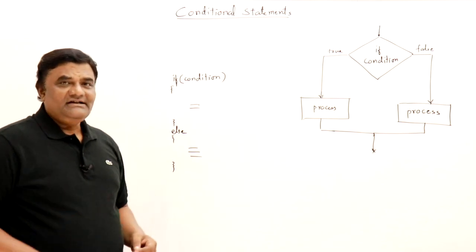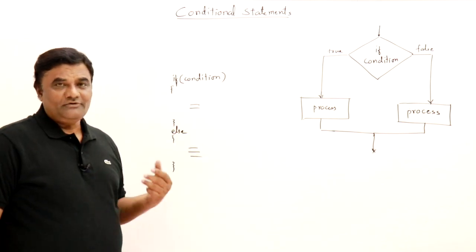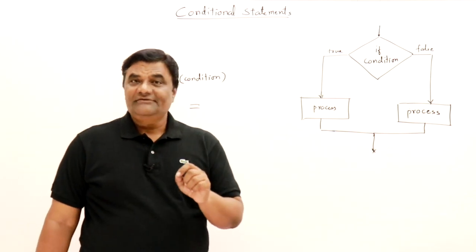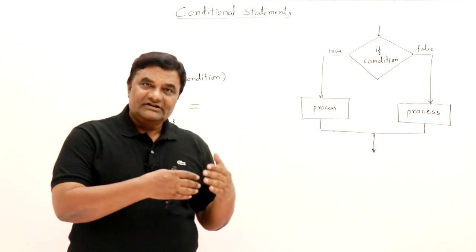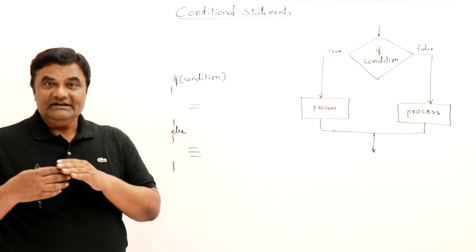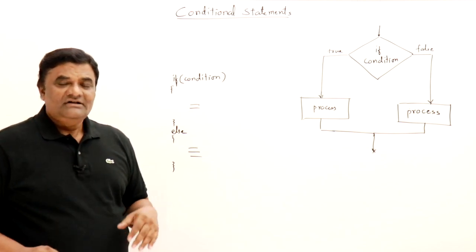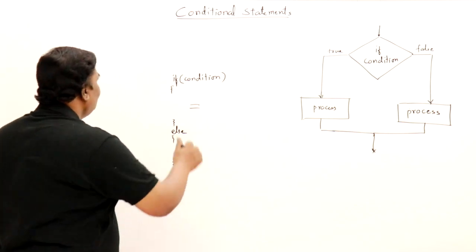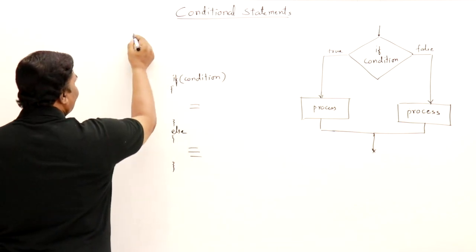Now let us take one example and I will convert this into a program. Like if a number is given, it should check whether the number is positive or negative. So if the number is greater than or equal to 0, it is positive. Otherwise, it is negative. So let me convert this into a program. So a complete Java program.